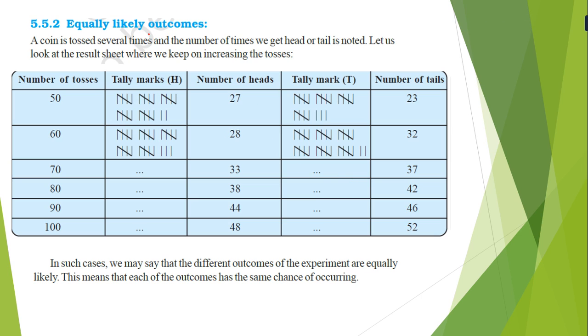Outcomes, equally likely outcomes. A coin is tossed several times and the number of times we get head or tail is noted. Let us look at the result sheet as the number of tosses keeps increasing. If one boy tosses 50 times, so how many times does he toss? 50 times. That is the total outcomes. Now what happened? 27 times head and 23 times tail. If you do this as a home activity, it is one type of activity. We can also take trials like that. Is it possible you will get the same result or not? We can also check.